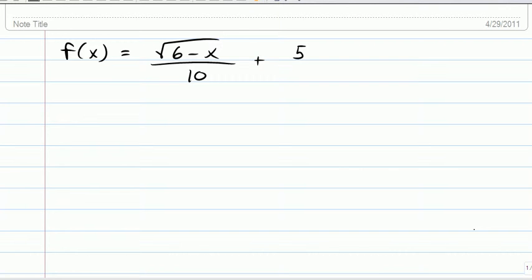Alright, so here's the first problem. First thing we're going to look at is the domain of this function, then we'll look at the range, and then we'll algebraically go about finding the inverse.